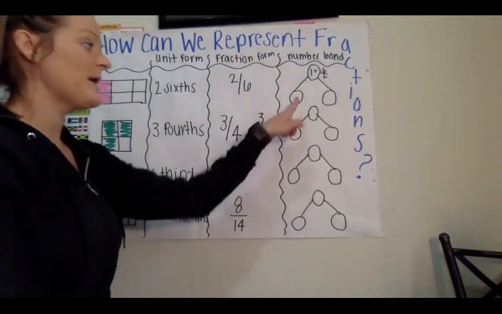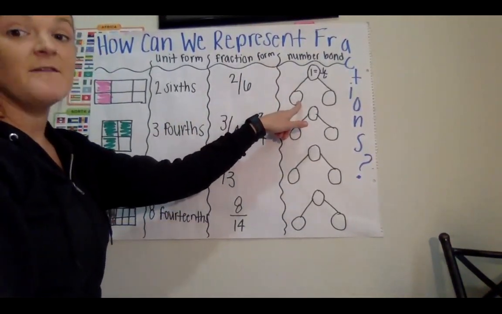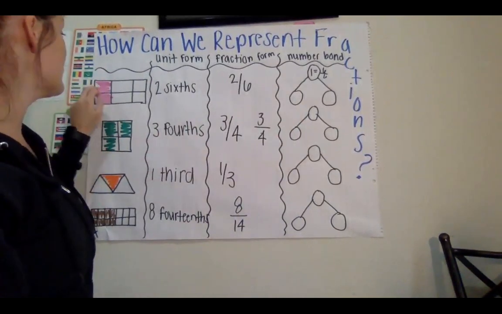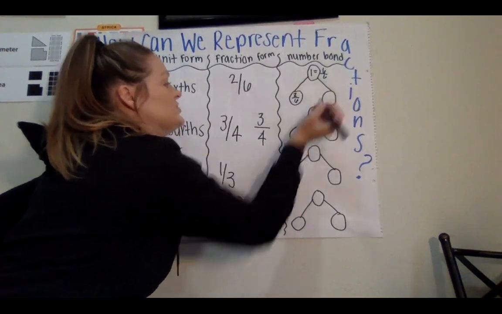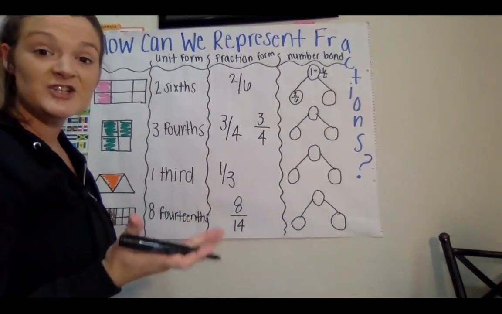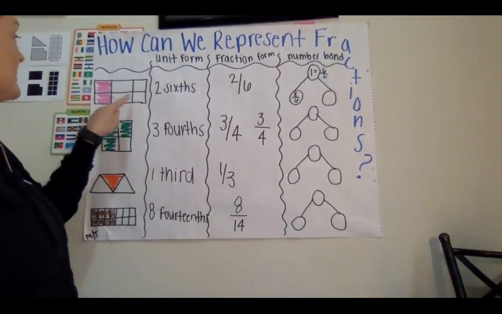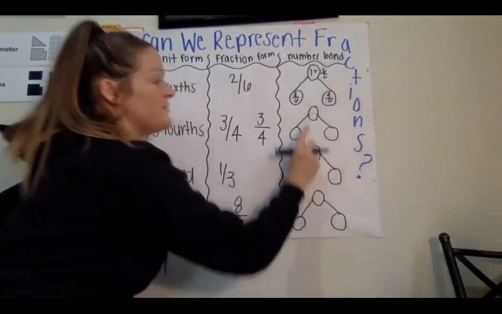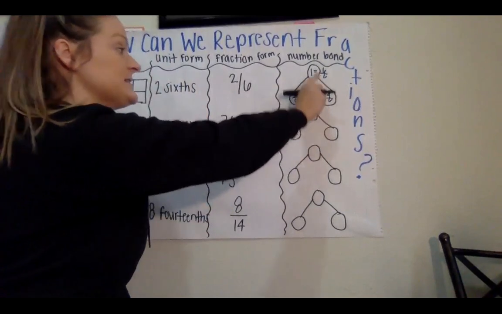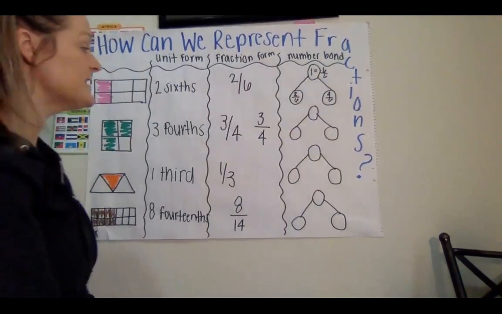Then I'm going to put in my first part, my shaded fraction. So I can look at my picture. I see 2 out of 6 parts are shaded. So my first part is 2/6. And then what fraction is unshaded? Well, 1, 2, 3, 4. 4/6. Which would mean 2/6 plus 4/6 equals 1 whole, or 6/6.